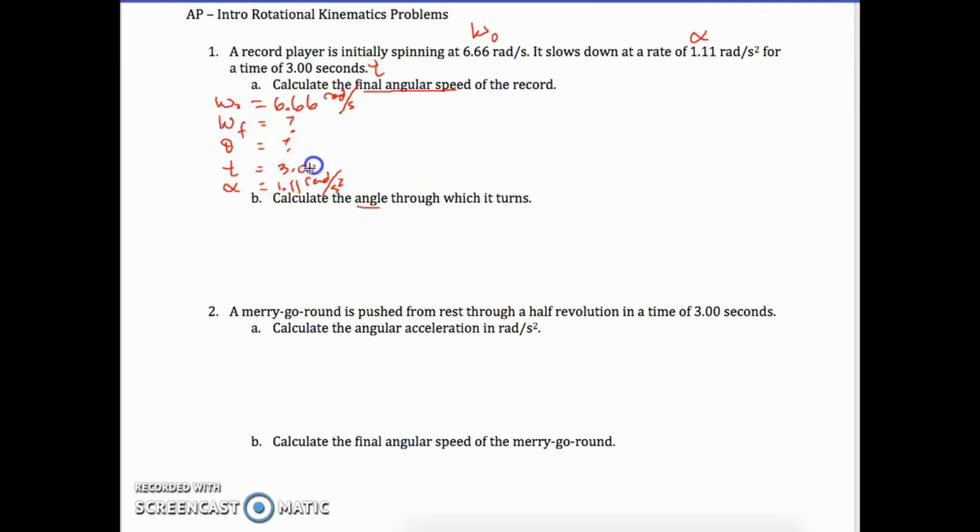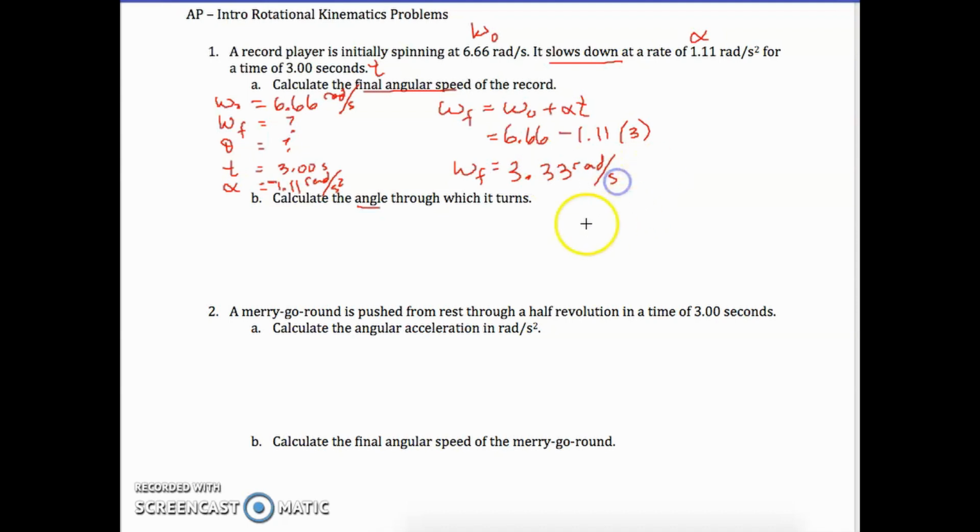So we're asked for the final angular speed first, so we need the no theta equation, which mirrors the no s equation. And we just need to use the angular form of this equation. Now it says it slows down, so we need to go back here and make sure that that is a negative 1.11. And using our calculator, we get a speed at the end of those 3 seconds as 3 1/3 radians per second.